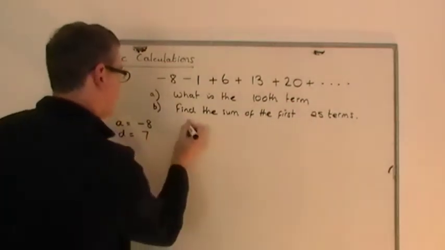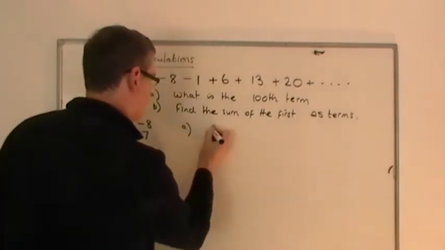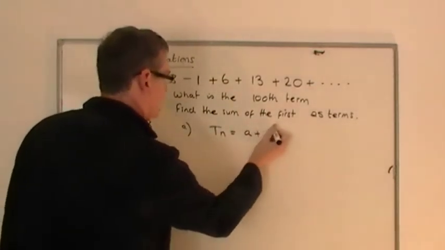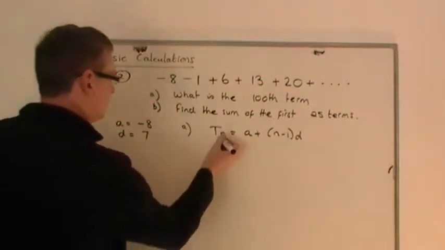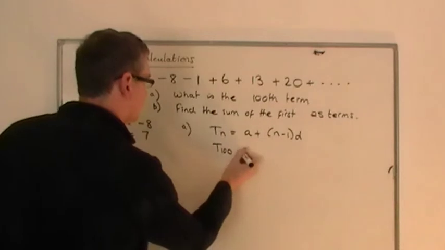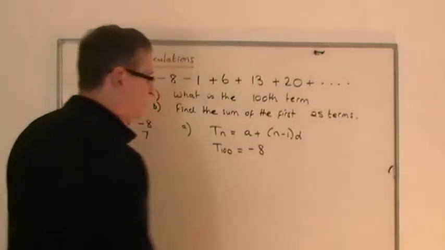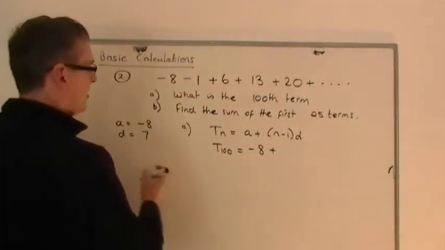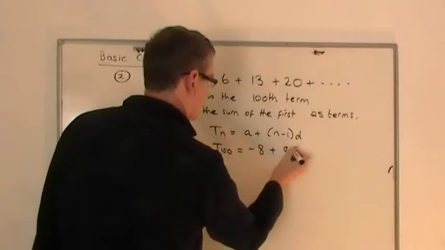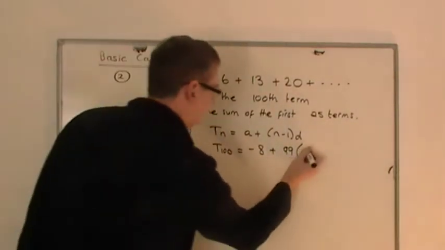Part A. What is the 100th term? I'm looking for a particular term value, so I need to use the nth term formula, which is a plus (n minus 1)d for the nth term. If I want the 100th term, n is 100, so T100. First term a is minus 8, so you change a to minus 8, plus n minus 1, well that's going to be 99, and then d is 7.